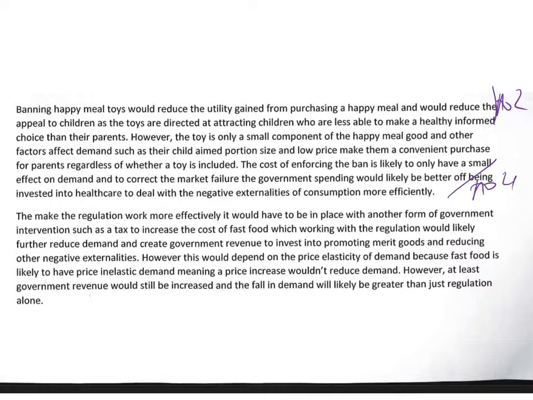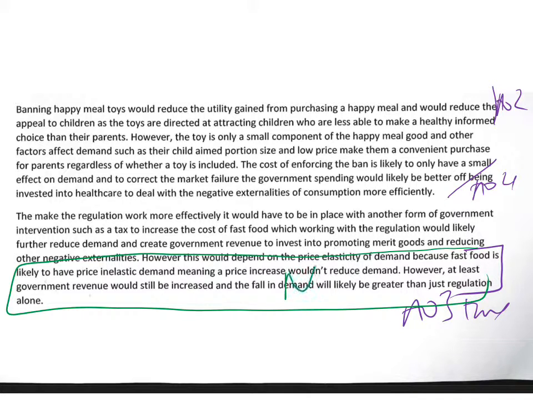To make the regulation more effective, it would have to be in place with another form of government intervention such as tax to increase the cost of fast food, which, working with the regulation, would likely further reduce the demand and create government revenue to invest into promoting merit goods and reducing negative externalities. However, this does depend on the price elasticity of demand. Again, this is starting to analyse taxes. So that part here is again answering a different question.